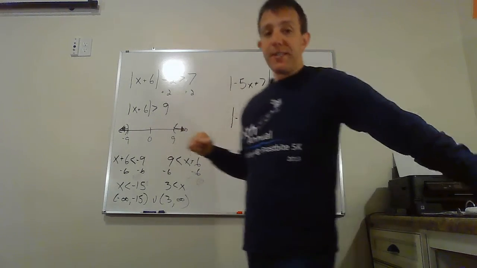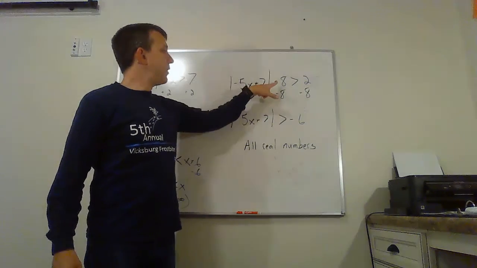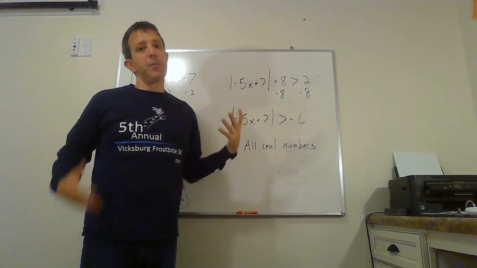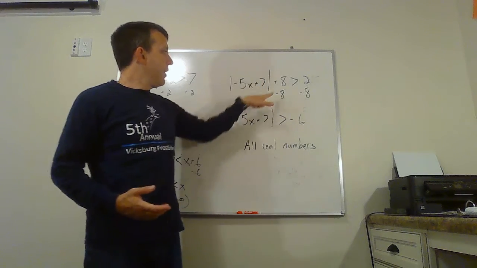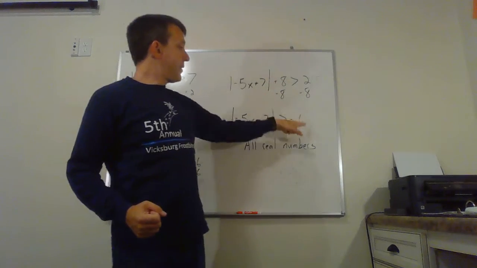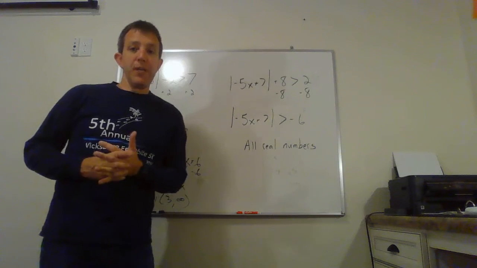Let's look at this last example because it's a little bit different. Here again, I have an absolute value. It's bigger than something, but again, just like the last example, the absolute value is not by itself yet. So I do have to subtract that 8 before I can do anything else. 2 minus 8 gives me negative 6. But that brings us to a really interesting situation.